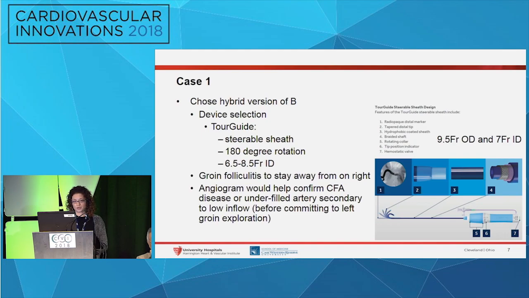So for this approach, I chose option B. And why did I do that? Really, it was mostly because of a device selection. I've had some success using this steerable device, which comes in 6.5 to 8.5 French internal diameter. It's the Tour Guide. It's a steerable sheath. It gives you the support when you have not a lot of purchase on the inflow side.